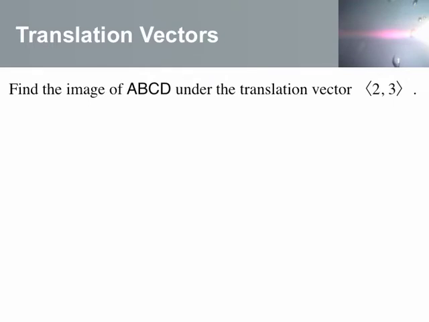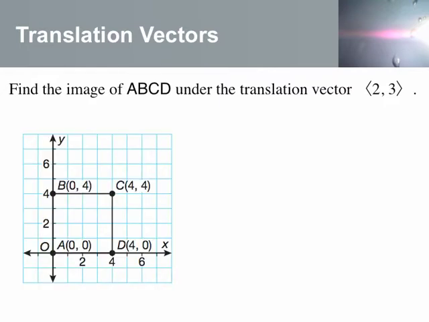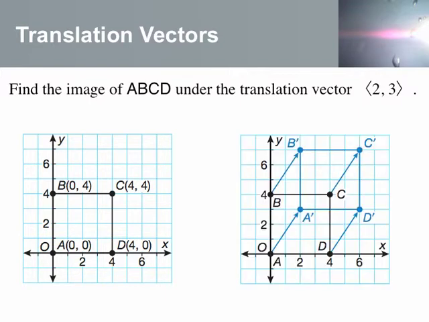Okay, now we've studied vectors recently, and we can also perform translations under vectors. So here's a square ABCD. If we want to find the image of this square under a translation vector whose component form is 2 in the horizontal, 3 in the vertical, this is what the image would look like. The entire square has been shifted 2 to the right and 3 up.